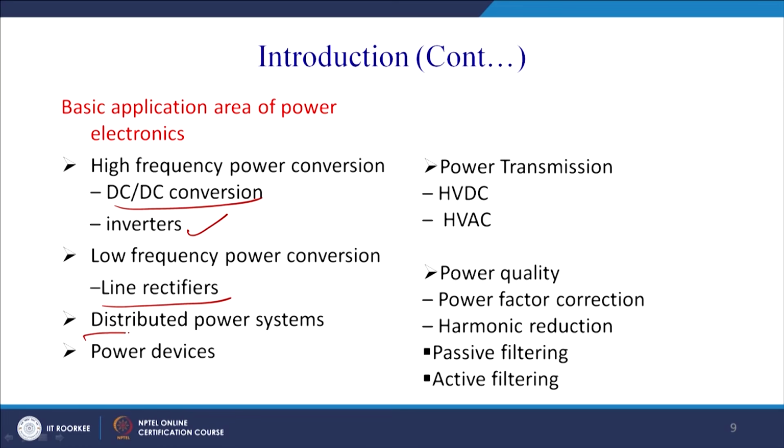Distributed power systems: nowadays, with the advent of distributed generation, we have a high penetration of solar on different rooftops, or different solar cells placed in different locations, as well as wind. So distributed power system is one of the areas where we require to handle and monitor power, and so there is a huge application of power electronics.